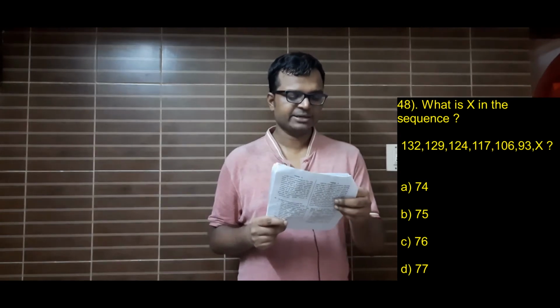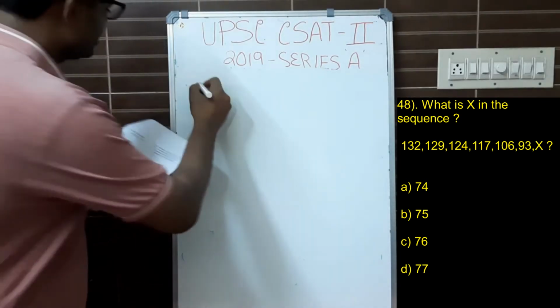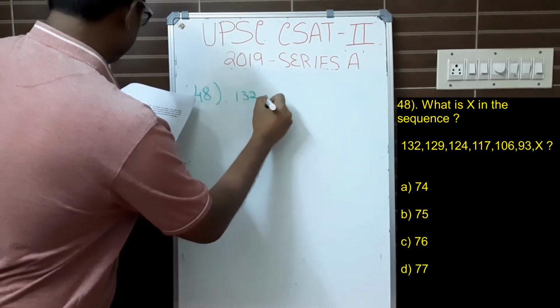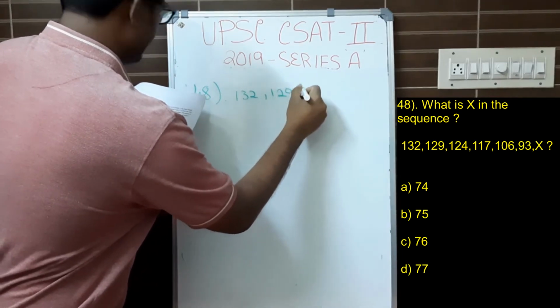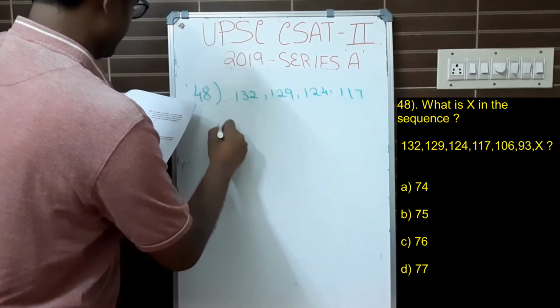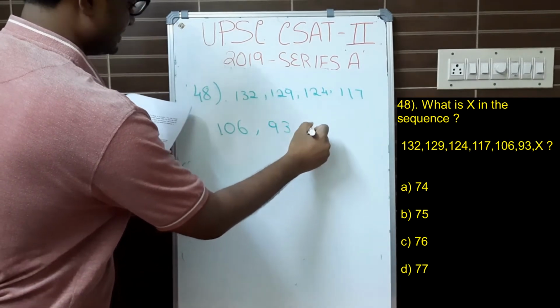In question number 48, we have what is x in the sequence. The sequence is 132, 129, 124, 117, 106, 93, and then x. The options are A 74, B 75, C 76, and D 77. In the 48th question, we have numbers 132, 129, 124, 117, 106, 93, and x. We have to find x.